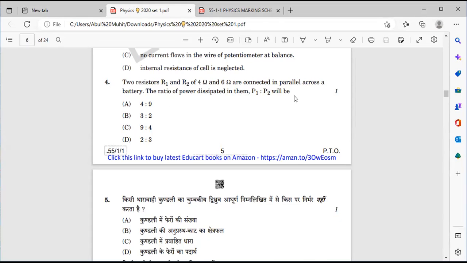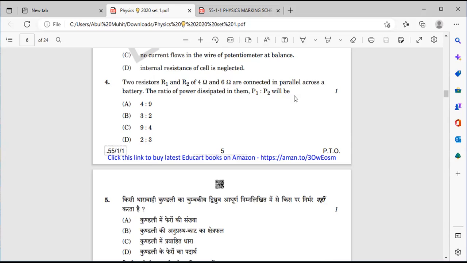In parallel, what is constant, voltage or current? Voltage will remain constant. Here R1 is 4 ohms and R2 is 6 ohms. So we will use this formula with voltage, because current is changing, voltage is not changing. So P1 by P2 is equal to V square by R1 divided by V square by R2. V will not change, so P1 by P2 is equal to R2 by R1.